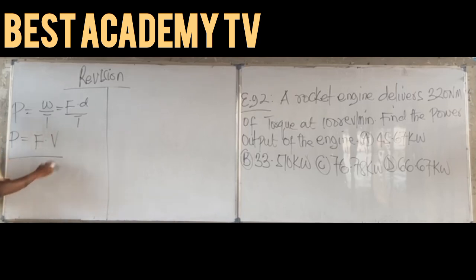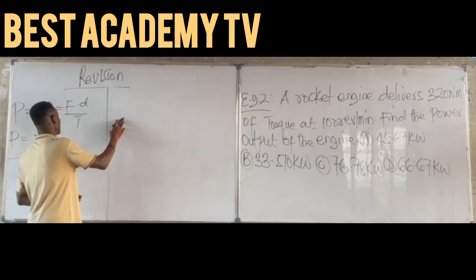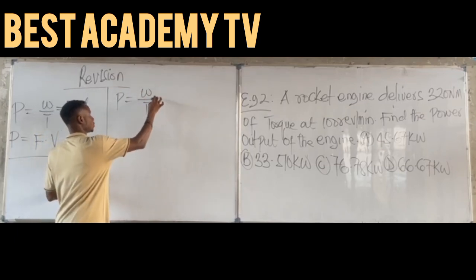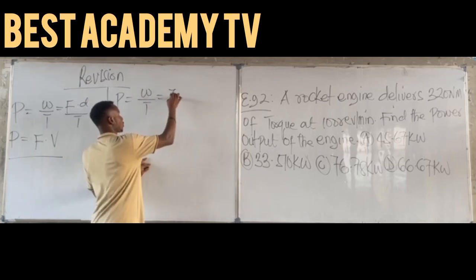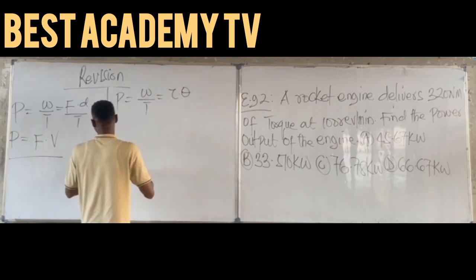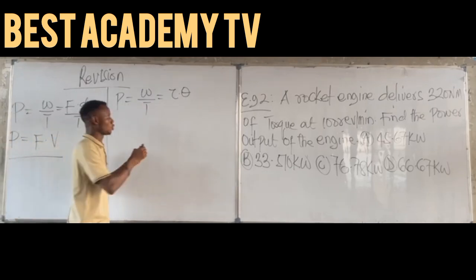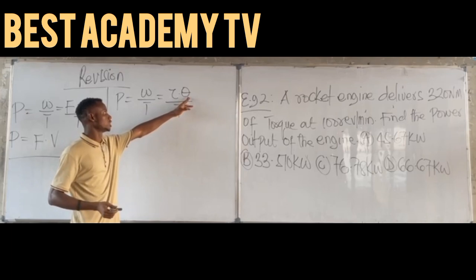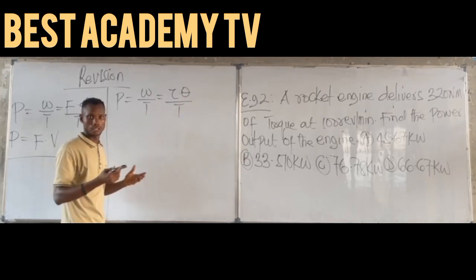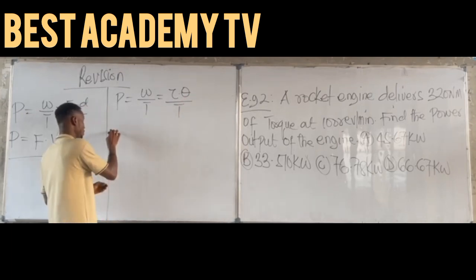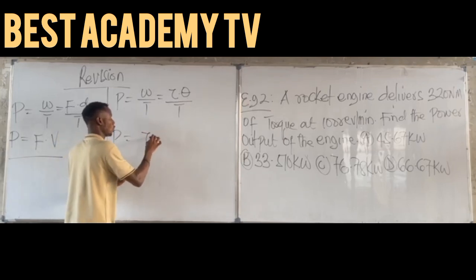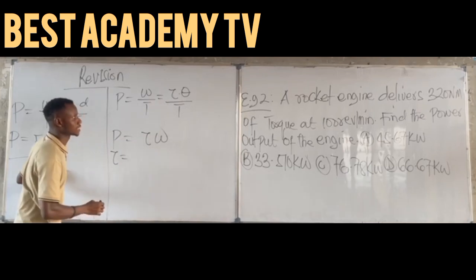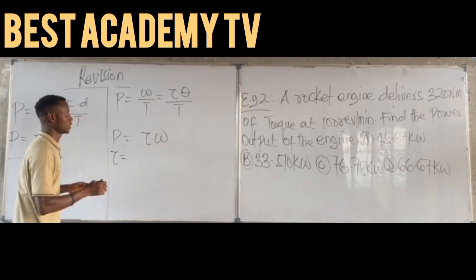So now let's relate this to rotational. This is the same thing as power will be equal to work done over time. Our work done here will be torque times theta. That means our angular displacement is theta over what? Time. The only thing that will have a physical meaning here is displacement over time. This is what? Angular velocity, right? So our P here will equal tau times omega.